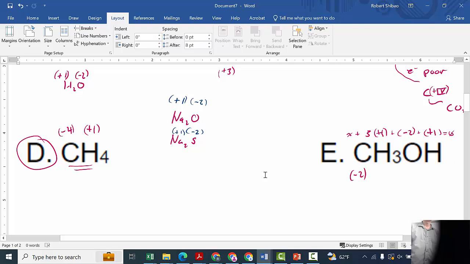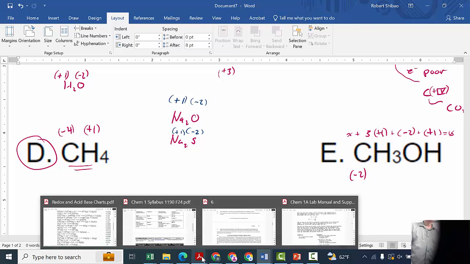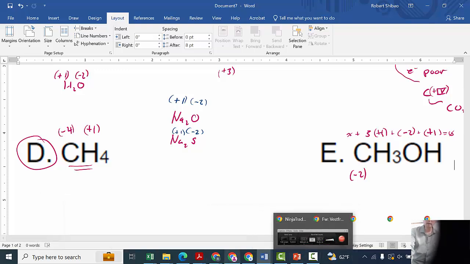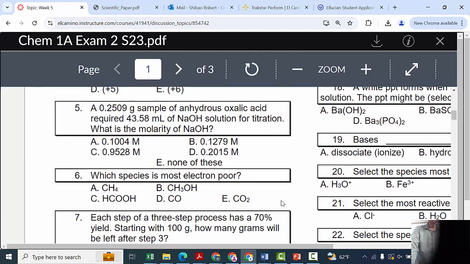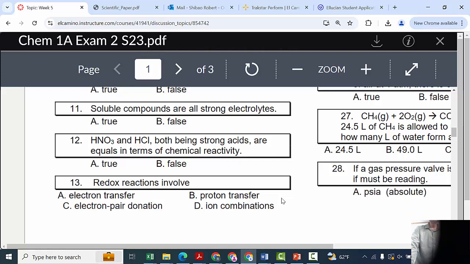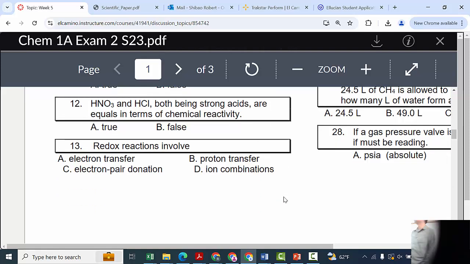Does number 12 on the practice test deal with nitric acid being an oxidizing acid and hydrochloric mineral acid? Okay. Number 12. Let's take a look at number 12 here. I forgot what the question was. Okay. Right. Nitric and hydrochloric, both being strong acids, are equals in terms of chemical reactivity. Yeah, they're equals in terms of what type of chemical reactivity? They're equal in terms of Bronsted.